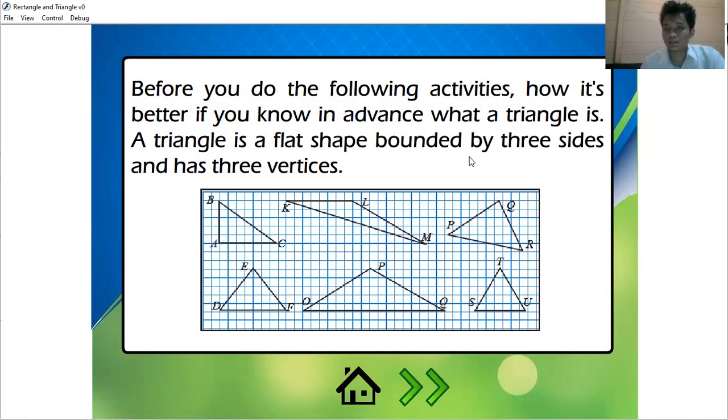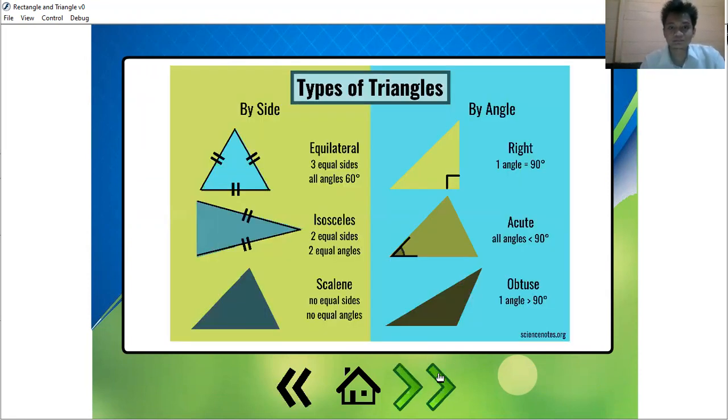Before you do the following activities, it is better you know in advance what a triangle is. A triangle is a flat shape bound by 3 sides and has 3 vertices. Here are the types of triangles. By side: equilateral has 3 equal sides and angles of 60 degrees each. Isosceles has two equal sides, two equal angles. Scalene has no equal sides, no equal angles. By angle: one angle equal to 90 degrees is a right angle, an acute angle is an angle less than 90 degrees, and obtuse has one angle more than 90 degrees.